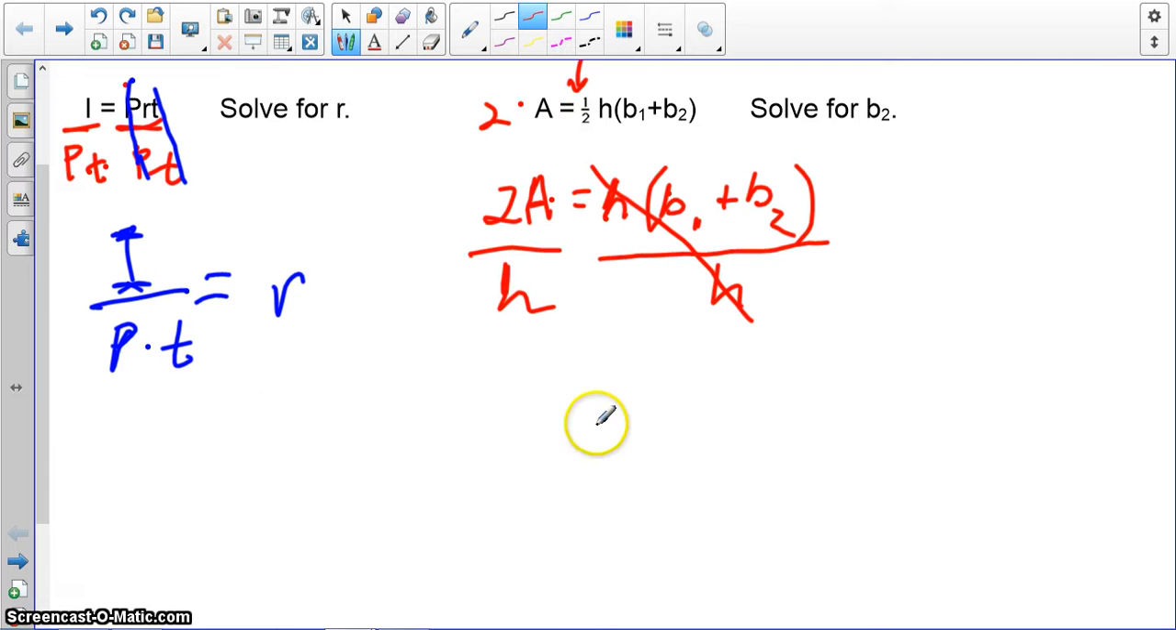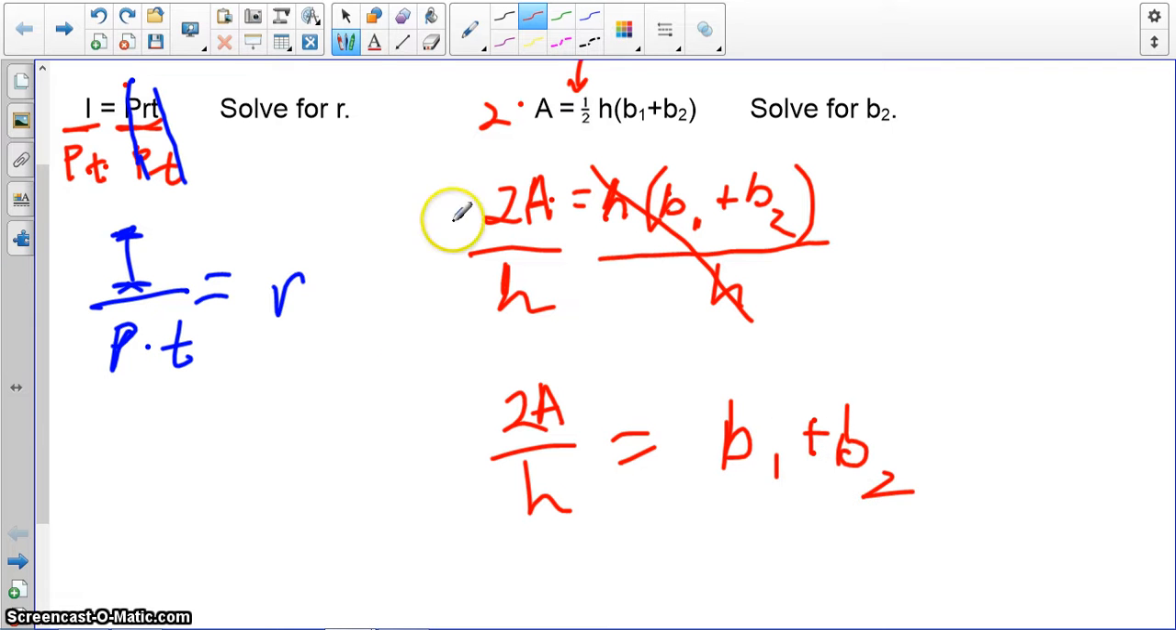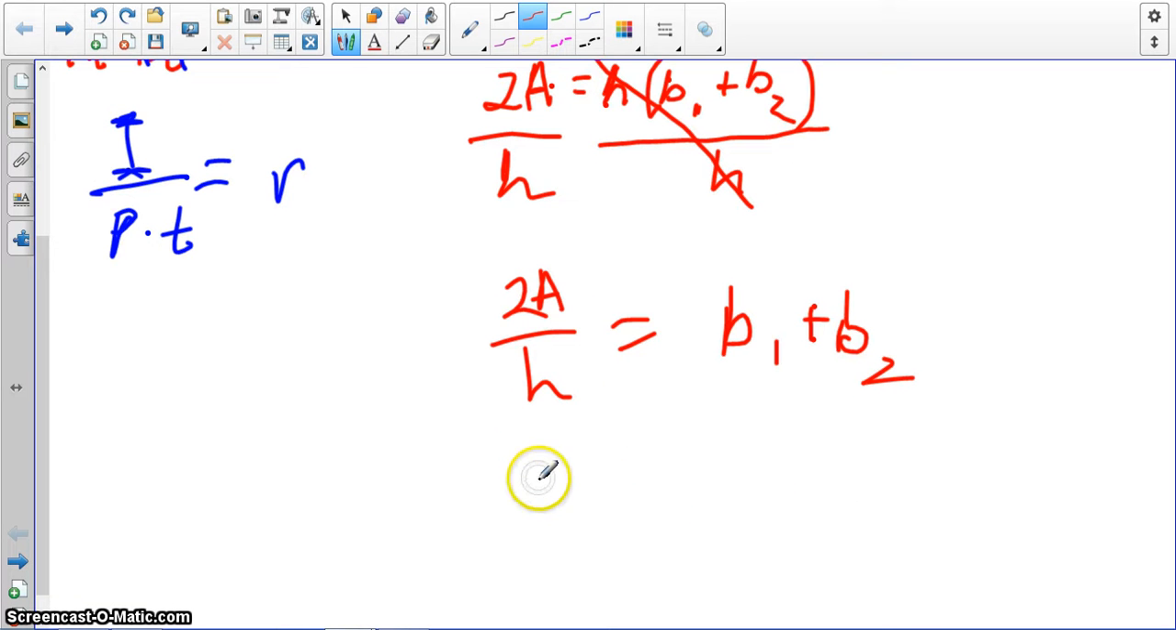So you're left with 2a over h equals b1 plus b2. And my handwriting is horrible on this thing, I'm still learning. And then we're solving for b2, so we just subtract b1 from both sides and we get 2a over h minus b1 equals b2.